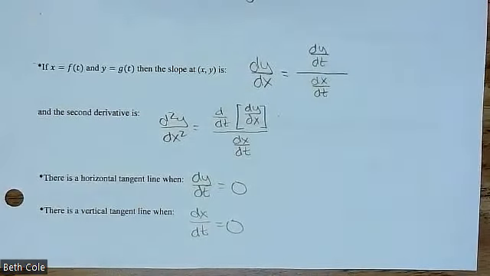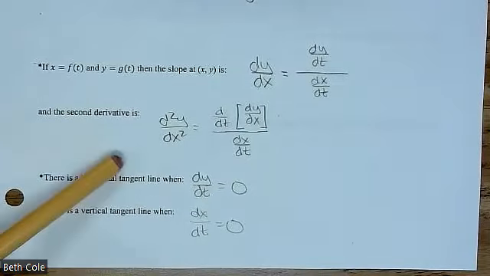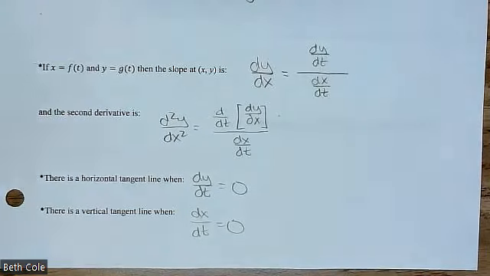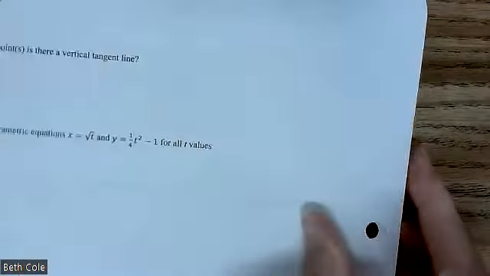Oftentimes that's what you get asked for, horizontal tangent line or vertical tangent line. So horizontal is dy/dt equals 0. Vertical is dx/dt equals 0. We all on board? Okay. You know how to take derivatives, so you're just kind of putting it all together.